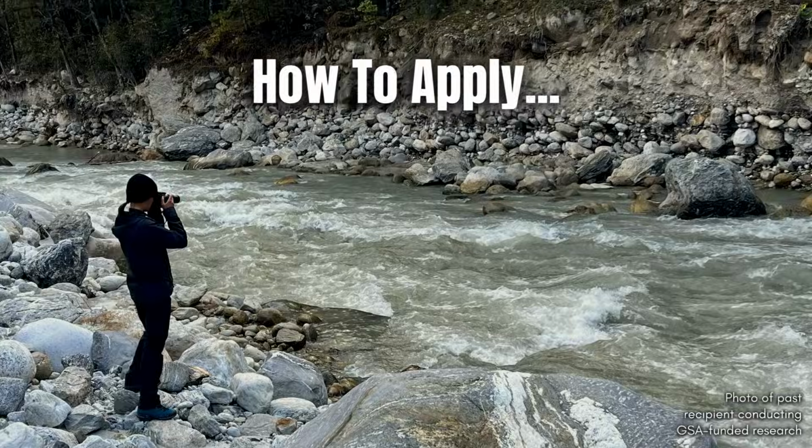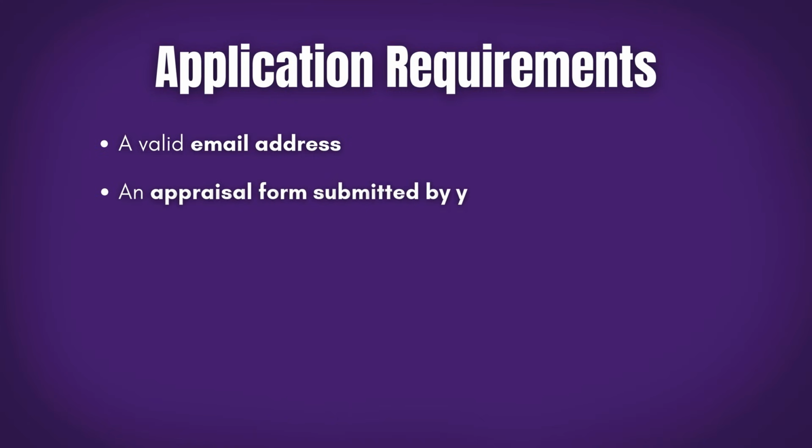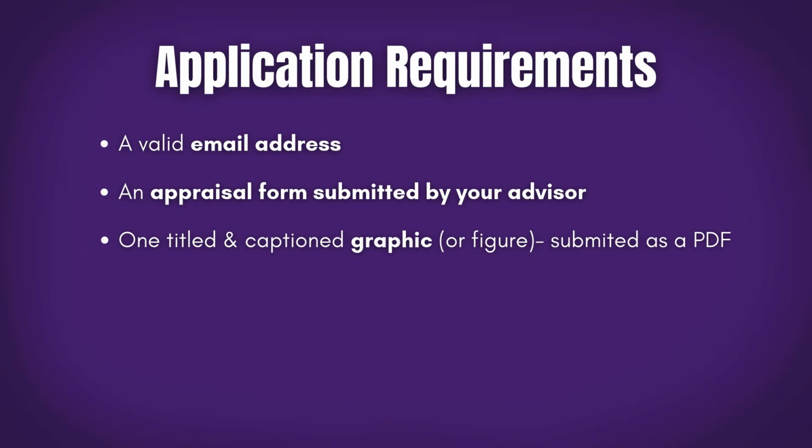To apply, you will need the following. 1, a valid email address, as you will need to use the same email throughout the entire process. 2, an appraisal form submitted by your primary advisor, which we'll talk more about later in the video. 3, a graphic or figure submitted as a PDF file. And this PDF file must contain not only your graphic, but also a title and caption for your graphic, as well as a citation if the graphic is not your original work. And we'll talk more about the specifics behind this graphic later in the video. And 4, of course, you will need your research proposal.